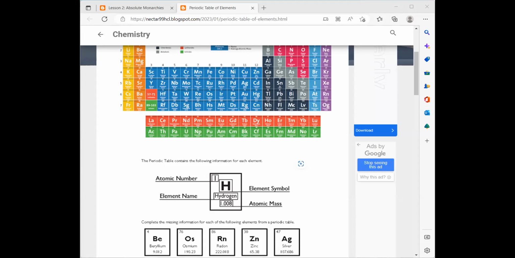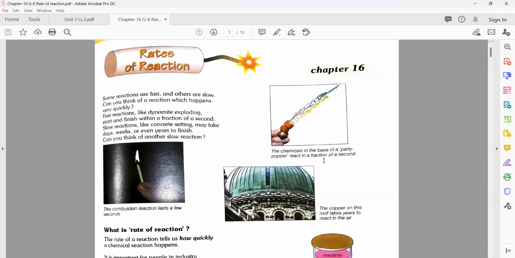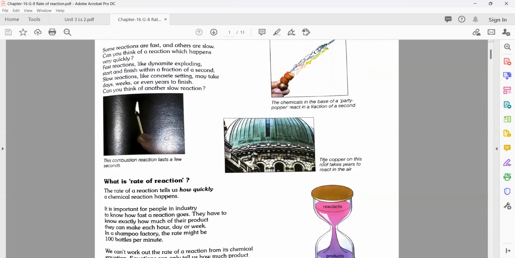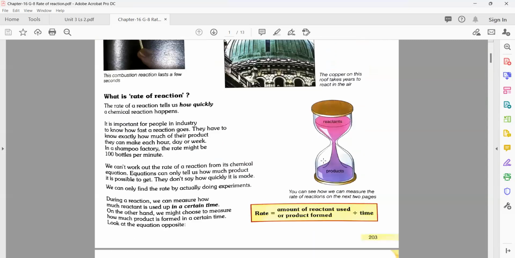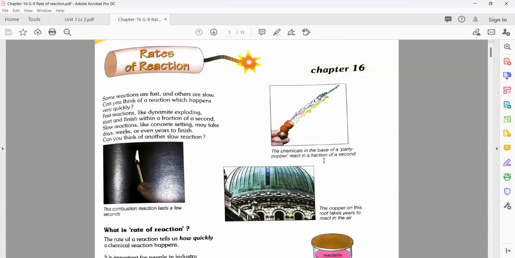Today we are going to start chapter number 16 from your textbook, page number 203. So 203 is your textbook page. Chapter 16 is about the rate of reaction. As you know, we have already done this chapter in detail, so due to the revision for the quiz, let's start to revise this thoroughly.